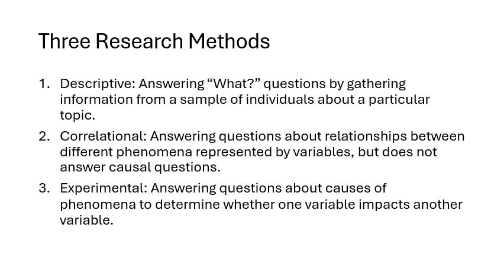And so we are going to be talking about three research methods, and we'll be applying it to this example of happiness. First, we have the descriptive framework, which is focused on those what questions, gathering information from a sample of individuals about a particular topic. Secondly, we have correlational methods, answering questions about relationships between different phenomena represented by variables, but not showing causation. And finally, we'll have experimental methods, answering questions about causes of phenomena to determine whether one variable impacts another variable. And we will go into all of this in depth so you'll better understand what this is about.